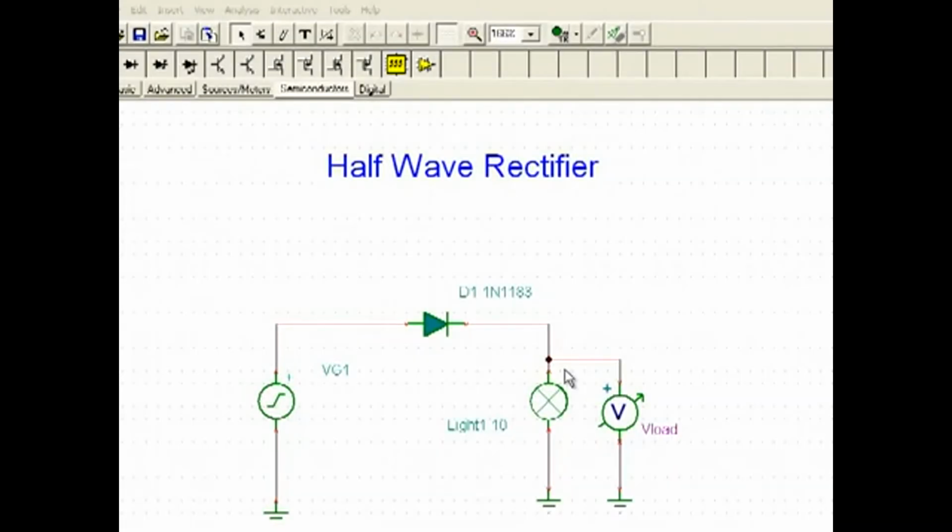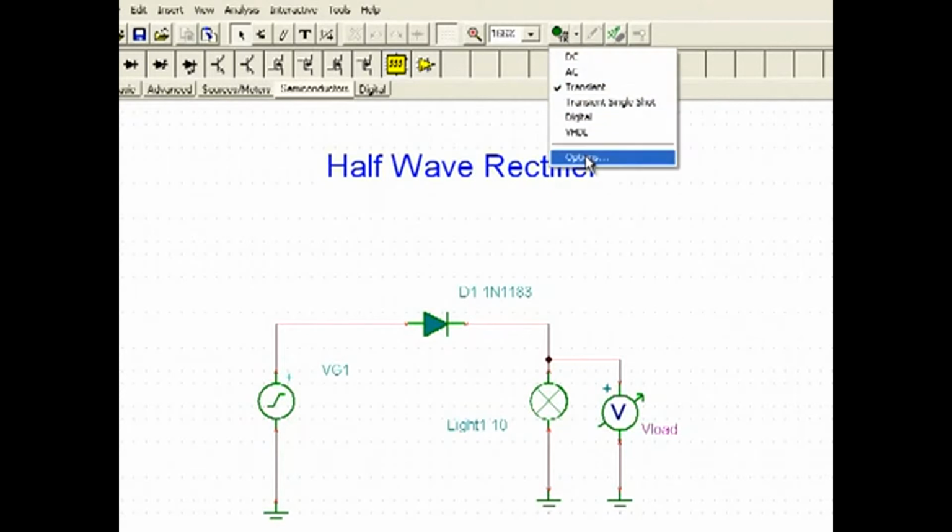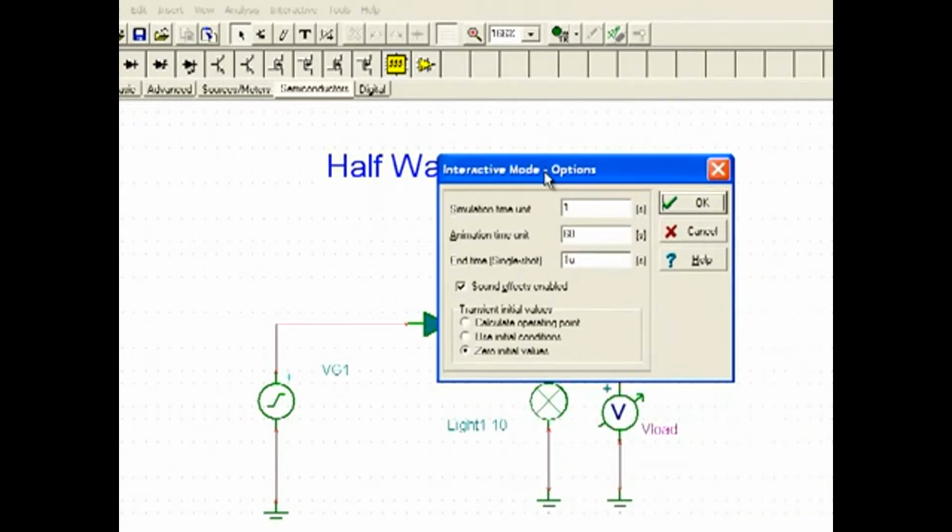Let's try out our circuit with a transient simulation. I'll go in to set up the options. We have a source that's running at 60 cycles per second. That should be kind of hard to follow. So if we slow it down by a factor of 60, if we make our animation time unit 60 seconds, then one cycle should take about 1 second.